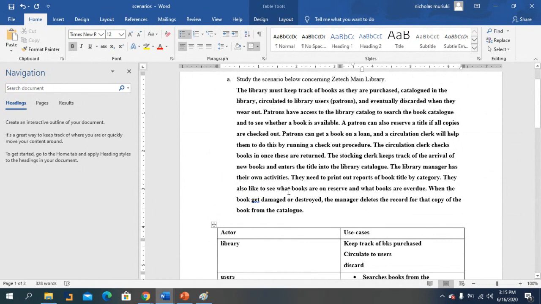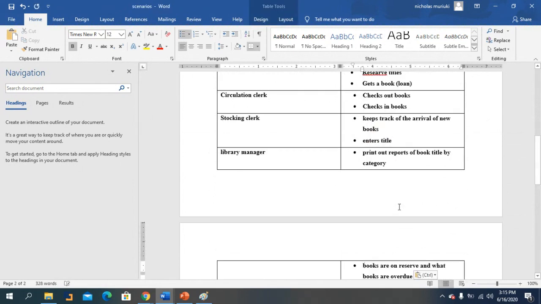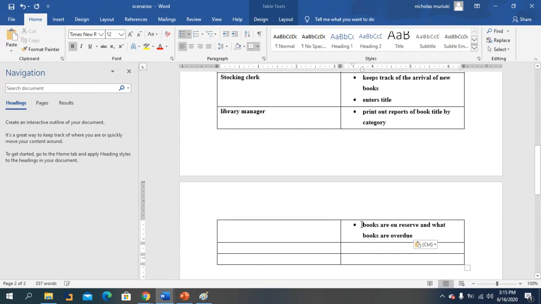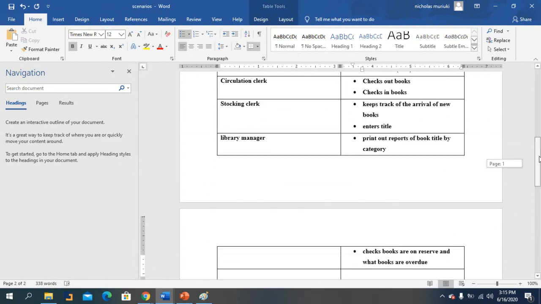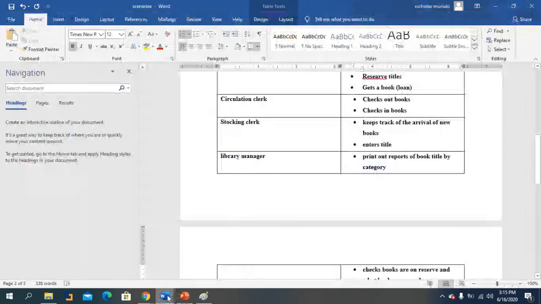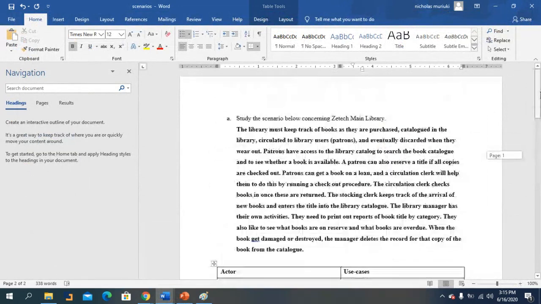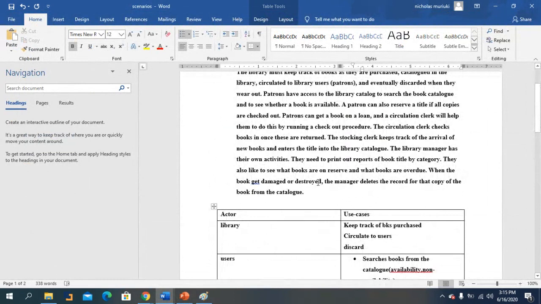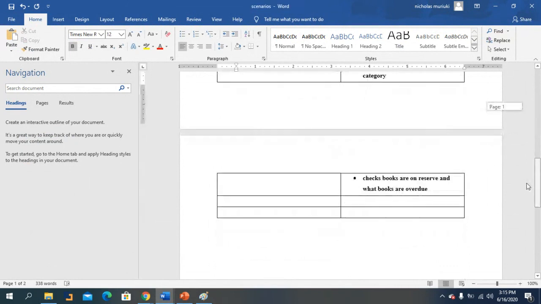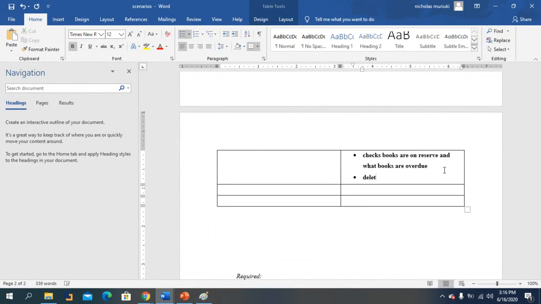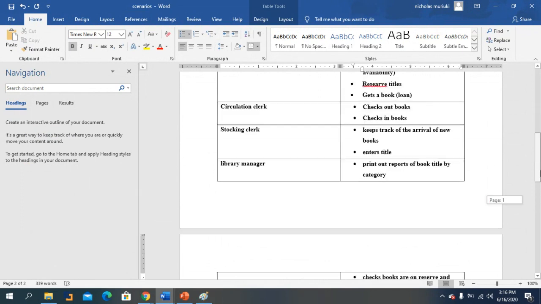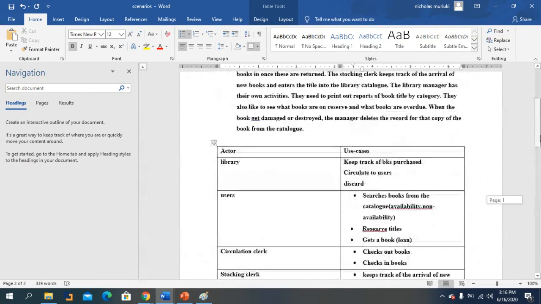They also like to see what the books are on the reserve and what books are overdue. So we can look at books on the reserve and the overdue. So checks books that are overdue. When the book gets damaged or destroyed, the manager deletes the record for those copies of a book from the catalog. So this person is overall in charge of deleting the books. So after we do that, already we have the actors and we have the use cases.